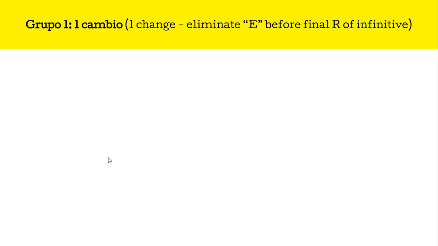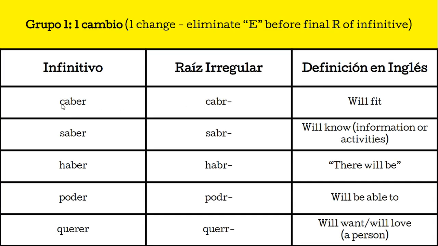Some irregulars. The first group of changes: we're going to eliminate an E before the final R. So these are all ER verbs. We're going to get rid of the E. So we have for example, caber. In order to get to the irregular stem, adiós E, and we get CABR because we're dropping the E.